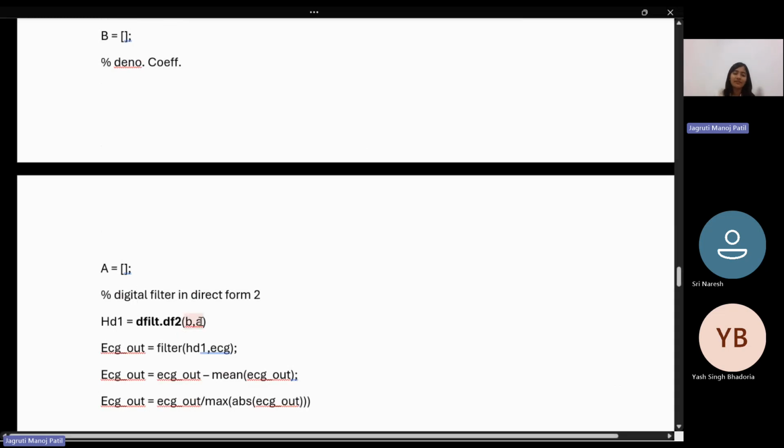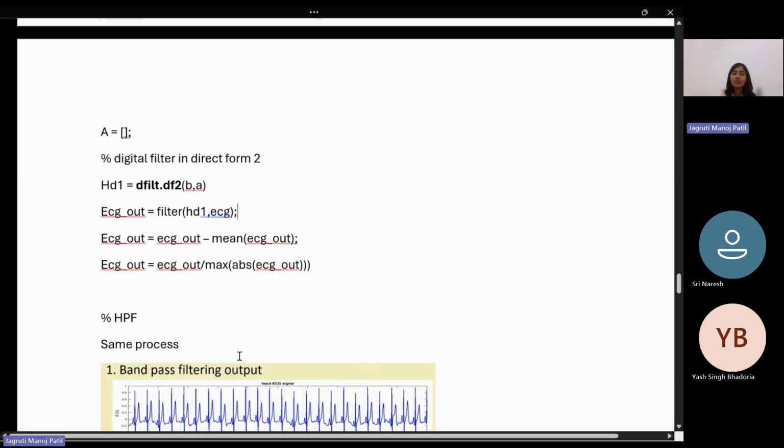So we define the filter, and then you filter it out from the signal that you had. Now my signal has been filtered, so it no longer has any low frequency components. I subtracted the mean out of it, and then I normalized my signal. Next, I have to do the high pass filter. We'll do the same process: add it, filter it, normalize it, and that's it.